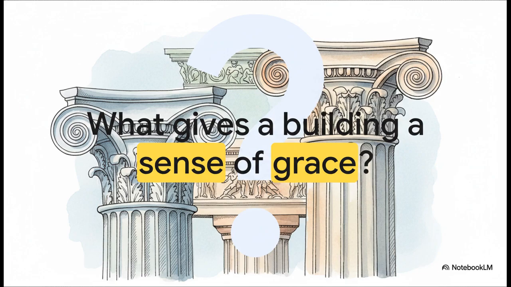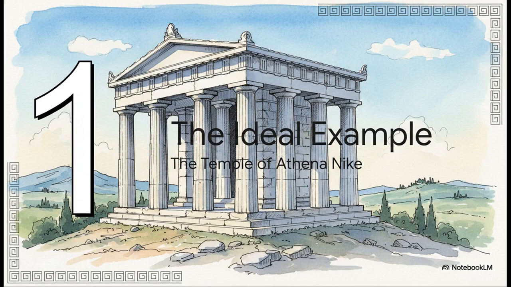So let's just start with that big question. What is it exactly that gives a building that feeling of grace? What are the ingredients? Well, for the next few minutes, we're going to go on a quest to find the answer by taking apart one of the classical orders of architecture, the Ionic order. Okay, let's dive right in.